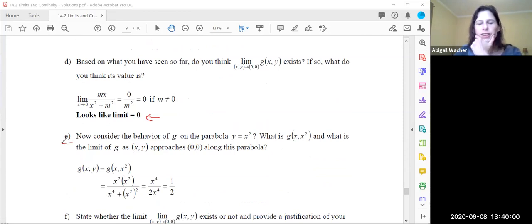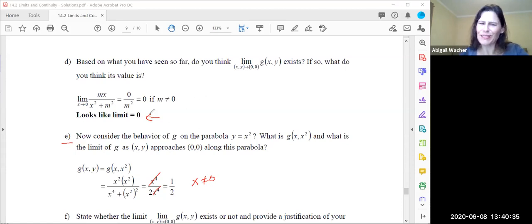Now, consider the behavior of g on the parabola y equals x squared. What is g of x, x squared? And what is the limit of g as xy approaches 0, 0 along the parabola? So again, we plug in y equals x squared in the original function, and this is what we get. So we get x to the 4 up top over x to the 4 plus x squared squared. Now x squared squared is x to the 4, so you get 2x to the 4. You can cancel out the x to the 4s for x not equal to 0, of course, and then you're left with a half. Uh-oh, that's why I was hesitant.